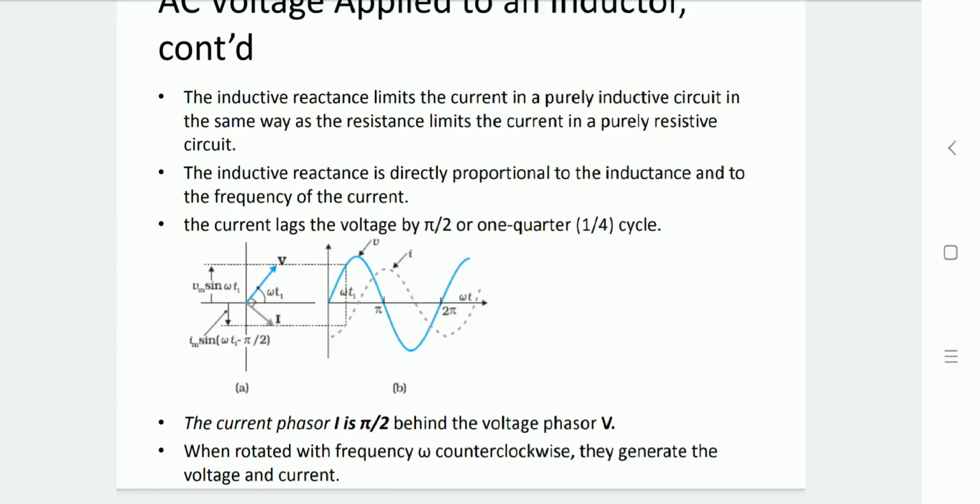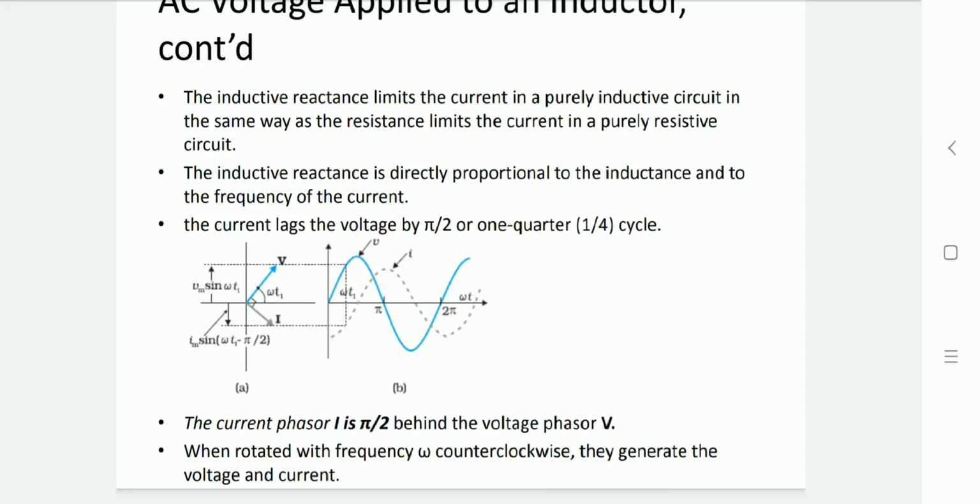So we can say that this is how the whole waveform is drawn. Voltage starts from 0 and current starts from minus pi by 2, earlier by pi by 2. So from the negative side, with the 90-degree angle, the current has already started. So here we can say that the current phasor I is pi by 2 behind the voltage.